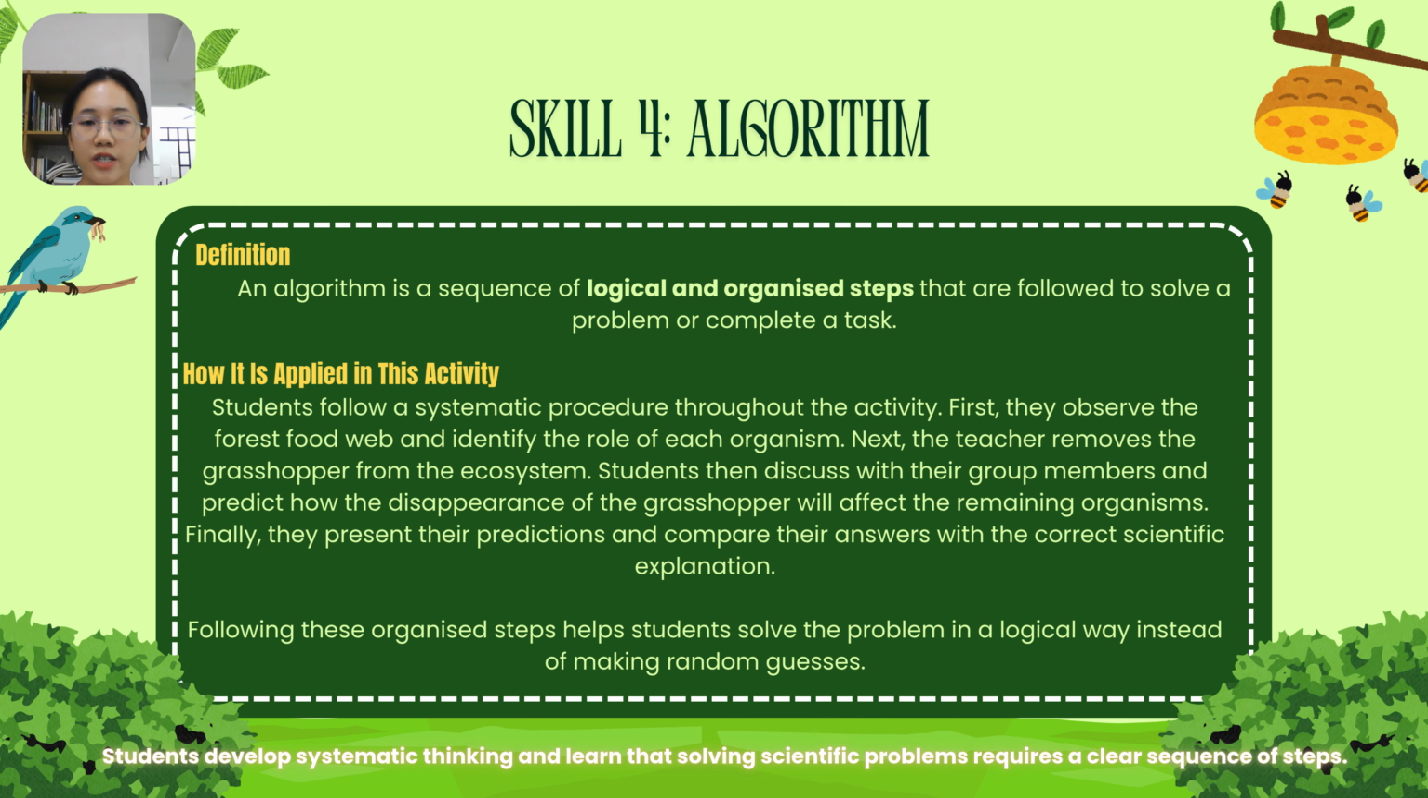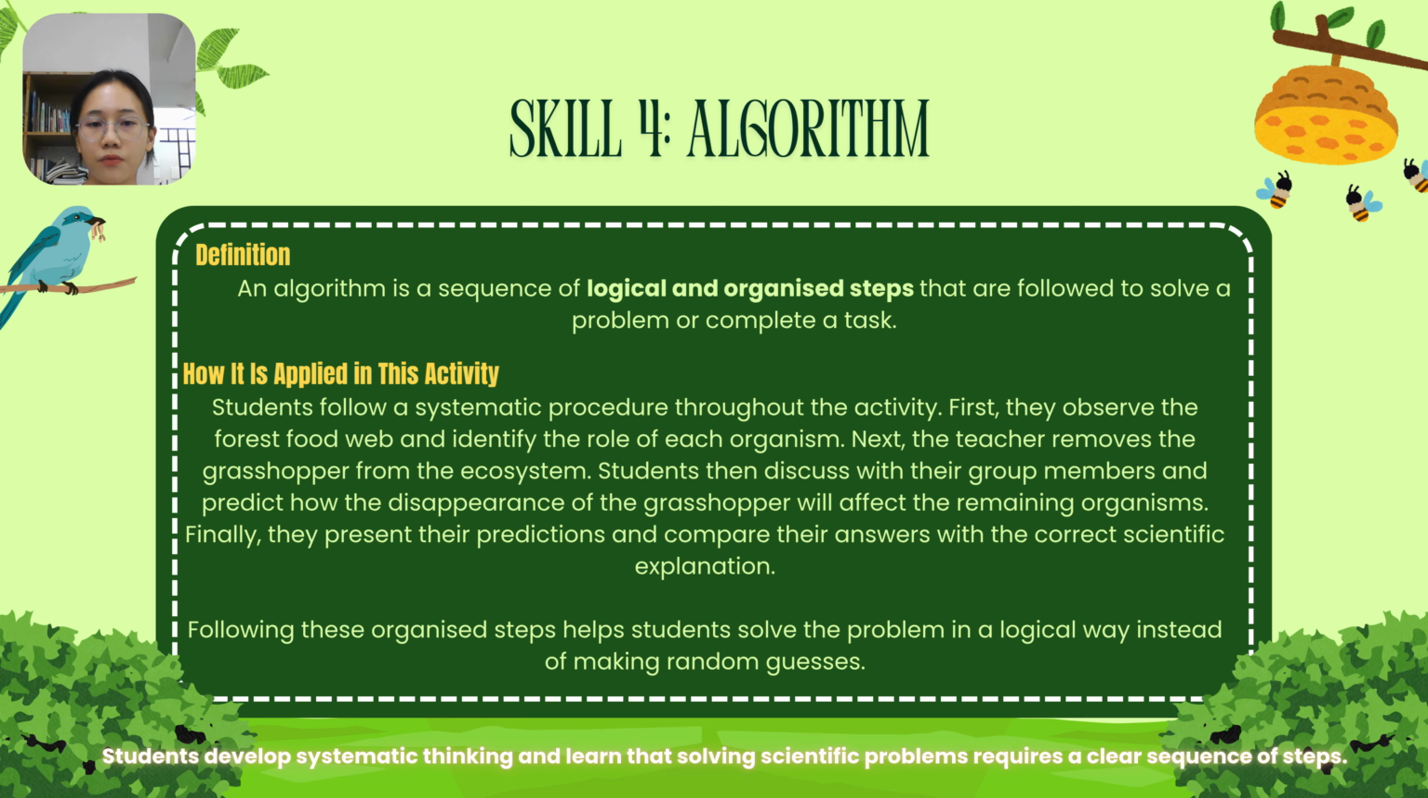The fourth computational thinking skill is algorithm. An algorithm is the sequence of logical and organized steps that are followed to solve a problem or complete a task. In both science investigation and computational programming, following a clear sequence of steps helps to ensure the problem is solved systematically and accurately. In these activities, the students can follow a structured procedure throughout the lesson.